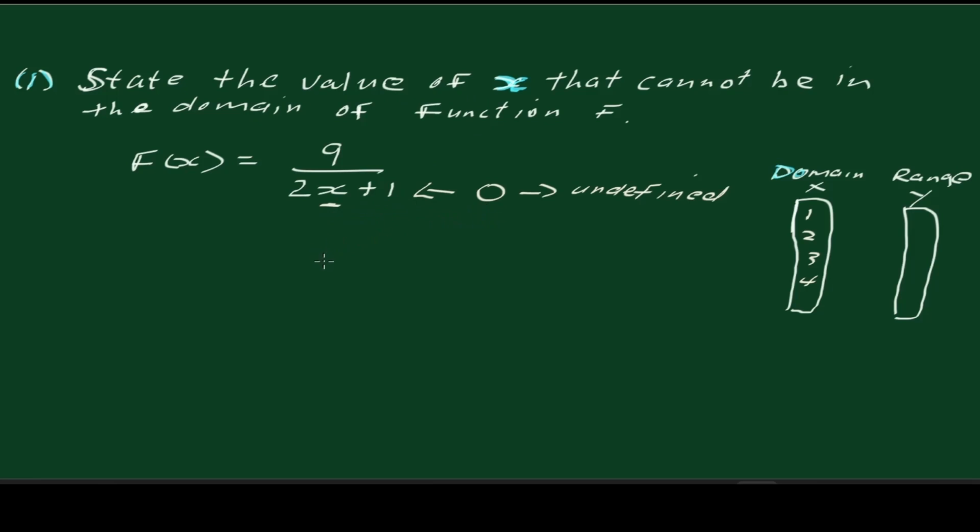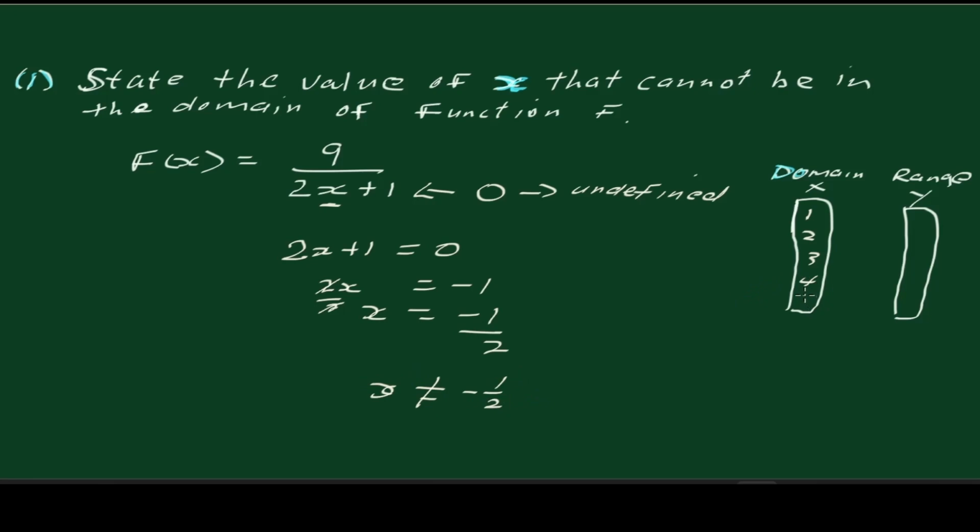Now they ask us to state the value of x that cannot be in the denominator. So we need to set this denominator, in this case here 2x plus 1, equal to 0 and solve for x. So 2x equals minus 1, x equals negative 1 all over 2. Right, because we divide out the 2 here, leaving x alone. So x cannot be negative a half.